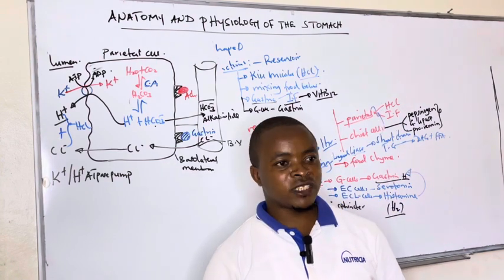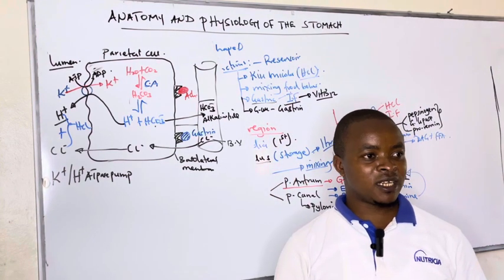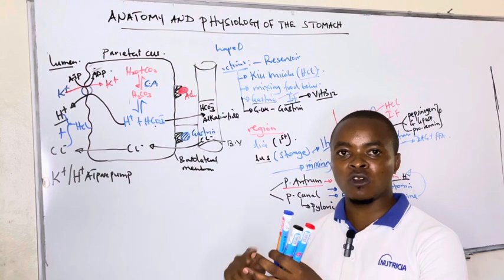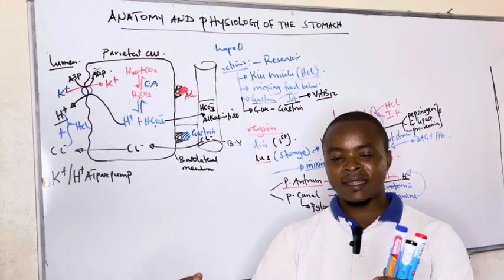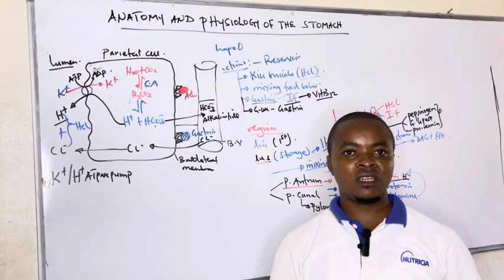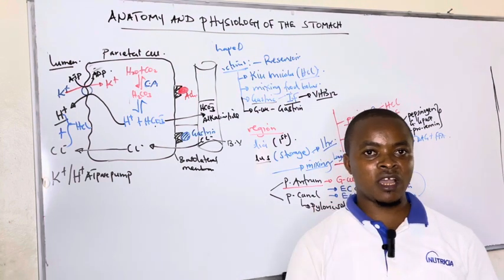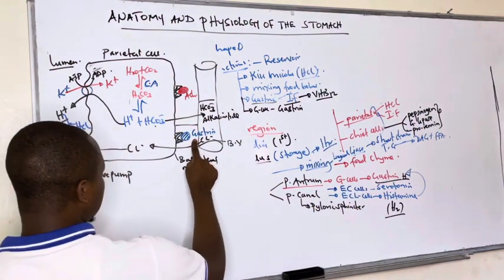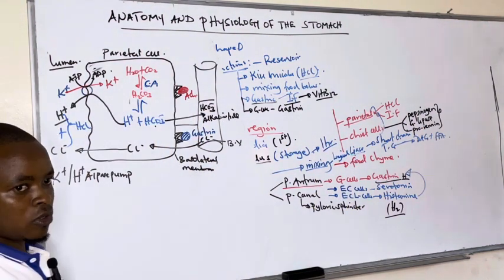So parietal cells do not produce hydrochloric acid. They produce hydrogen ion separately, and they produce chloride separately. So we see them combining together when they reach within the stomach lumen. And that is how they are released, after the binding of gastrin hormone together with acetylcholine.